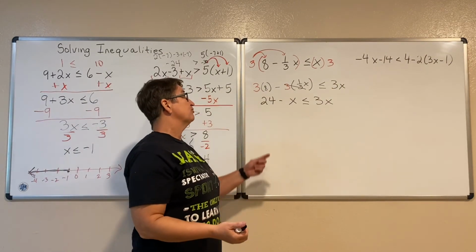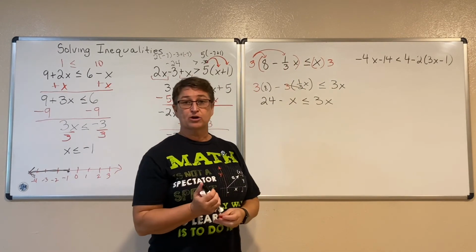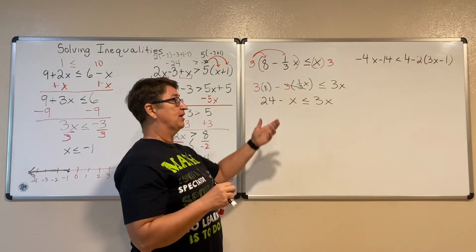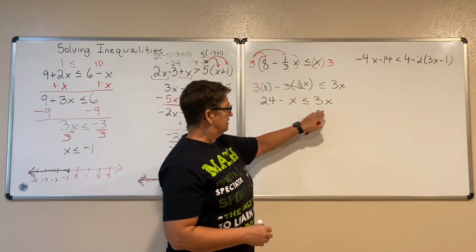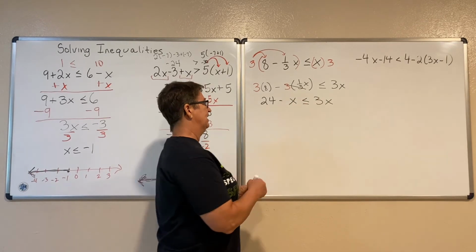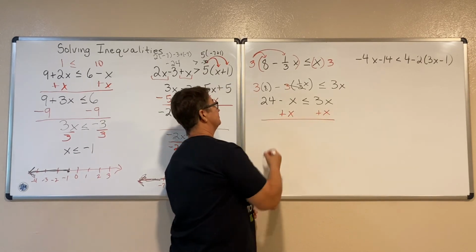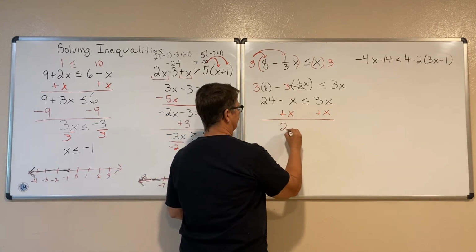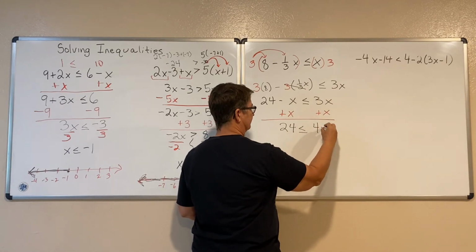Maybe you don't mind dealing with fractions, and up here you added 1/3 x to both sides. That works, you could totally do it that way. I just like to get rid of my fractions, and this is a strategy for doing that. Now, I want my x's on the same side, so I'm going to add this x to that side. I add x to both sides of my equation. I end up with 24 is less than or equal to 4x.